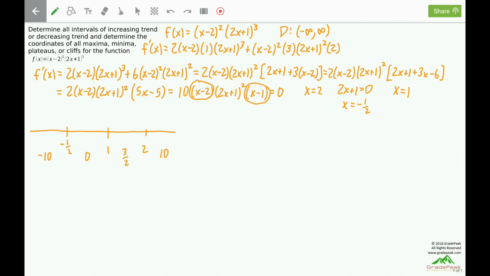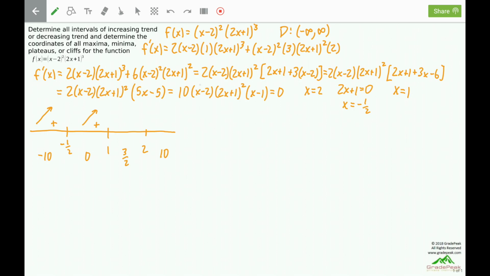these two. If we plug -10 in there, -10 minus 2 is a negative, and then -10 minus 1 is also a negative. A negative times a negative is a positive. This will have a positive first derivative in this interval, which corresponds to an increasing trend. Plugging 0 in, the only two that matter. 0 minus 2 is negative. 0 minus 1 is negative. Negative times negative is positive. We have a positive first derivative. This corresponds to an increasing trend.